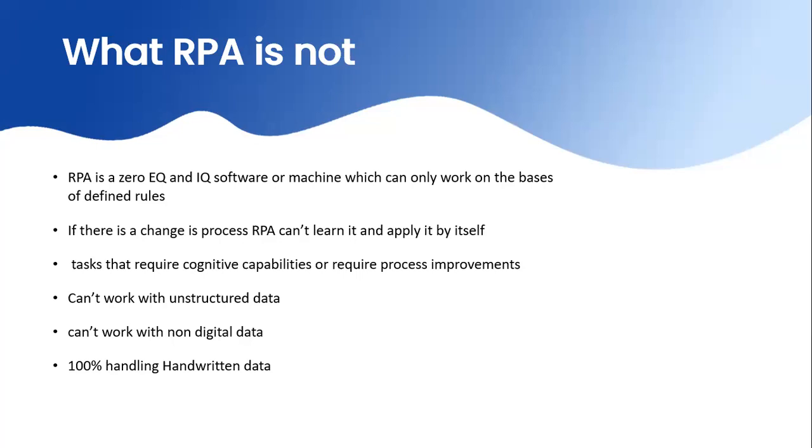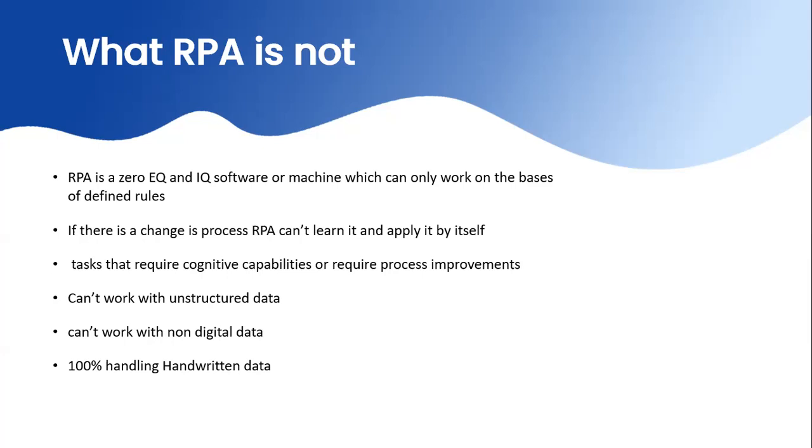But a robot can't do it because it's predefined, right? You told it to go to Chrome, so it goes to Chrome. It's not like if Chrome is not there, go to this one; if this is not there, go to this one. No, you have to embed the code over there to perform this task. So if there is a change in process, RPA can't learn it by itself. You need to teach it.